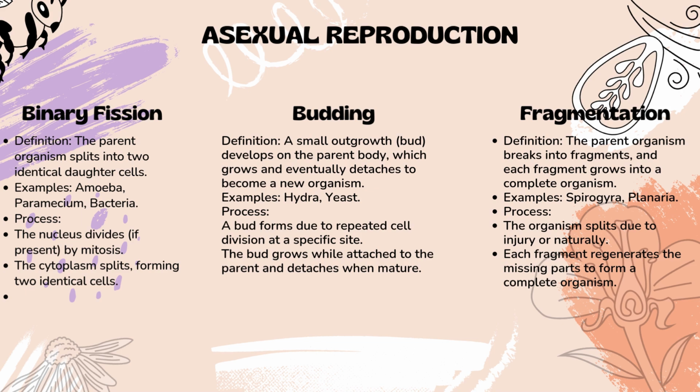3. Fragmentation. Definition: the parent organism breaks into fragments, and each fragment grows into a complete organism. Examples: Spirogyra, planaria. Process: the organism splits due to injury or naturally. Each fragment regenerates the missing parts to form a complete organism.